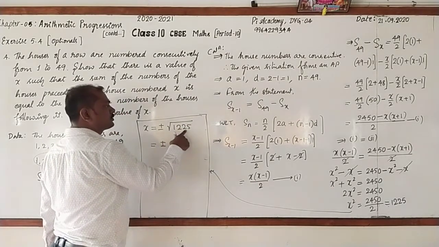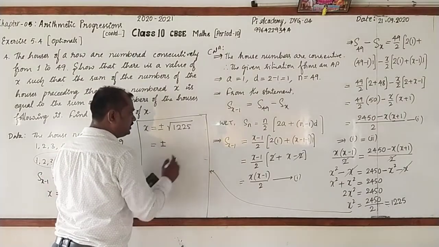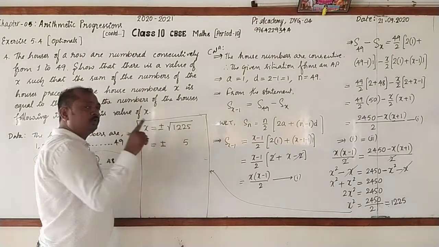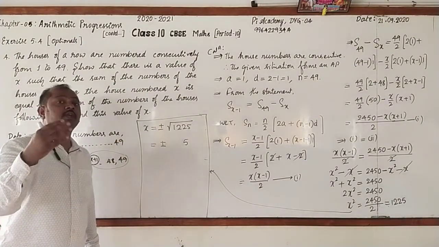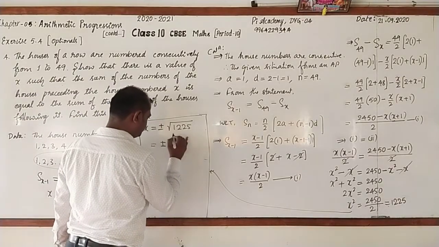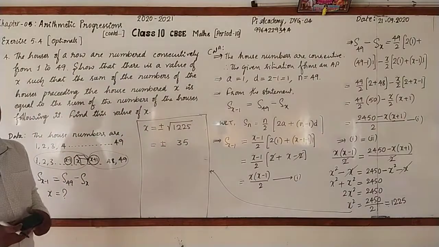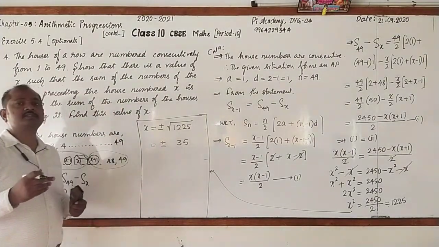minus. What is square root of 25? It is just 5 only, right? Then 12. It is the product of two consecutive numbers. What are those? 3 and 4. Which is smaller one? 3. So this will be 3. Plus or minus 35. Should we go for taking plus 35 or minus 35?